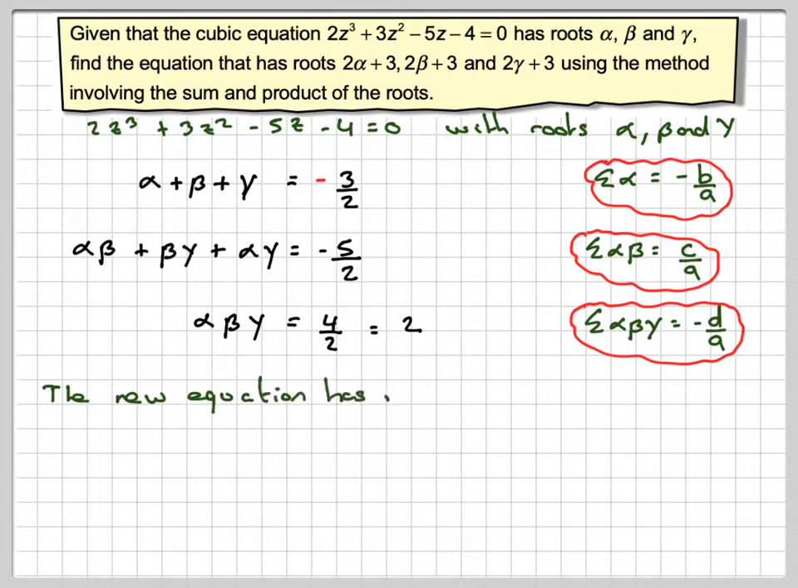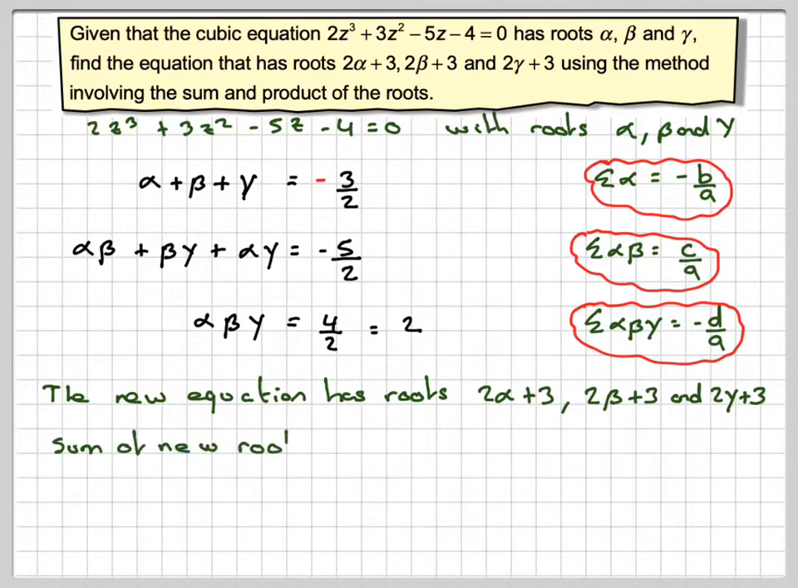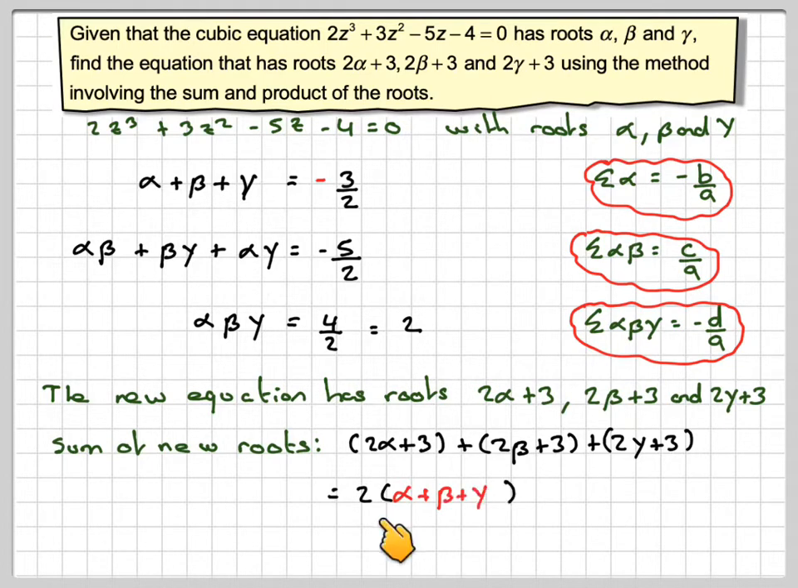Right, the new equation has roots 2 alpha plus 3, 2 beta plus 3, and 2 gamma plus 3. So the sum of the new roots, you can see why it's going to become a bit tedious, is going to be 2 alpha plus 3 plus 2 beta plus 3 plus 2 gamma plus 3. So that's going to be 2 times alpha plus beta plus gamma plus 9. And then we know that alpha plus beta plus gamma is minus 3 over 2. So 2 times minus 3 over 2 plus 9. And that gives me 6.